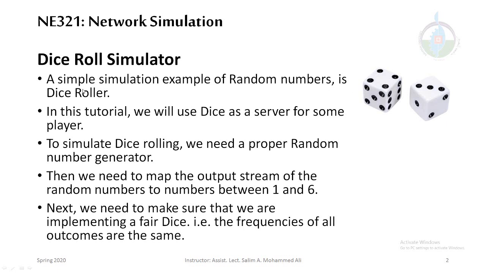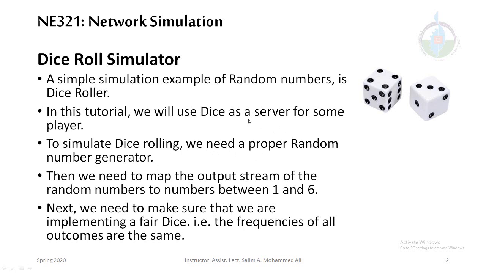Okay, a simple simulation example of random numbers is a dice roller. Since we discussed in the lectures that random number generators are very important in simulations, it's time to test these random numbers. In this tutorial, we will discuss the dice as a server for some player. To simulate dice rolling, we need a proper random number generator.